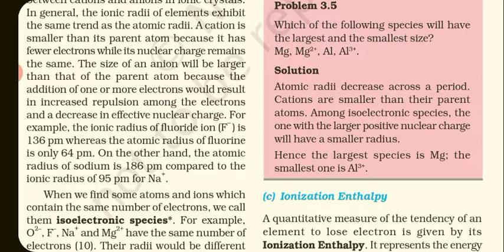So in a positively charged ion, the size of the ion is smaller than that of the parent atom. Here, for sodium, the atomic radius of sodium is 186 picometer, compared to the ionic radius of 95 picometer for the Na plus ion, so almost half.